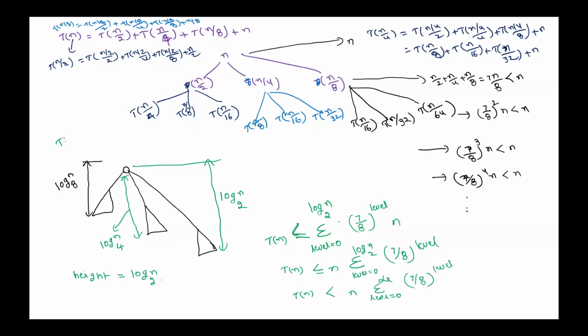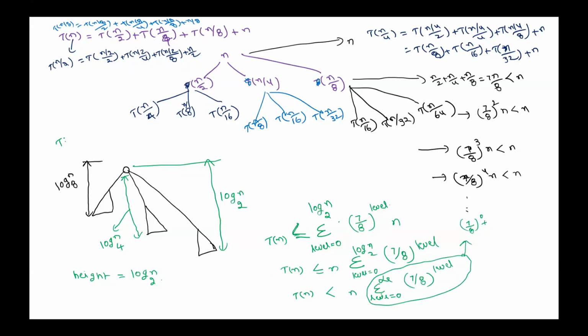Is that correct? There are only log n base 2 levels, but I am taking up to infinite levels. Is that correct? What is this entire value? It is of the form 7 by 8. Why are you taking whole power to infinity, sir?